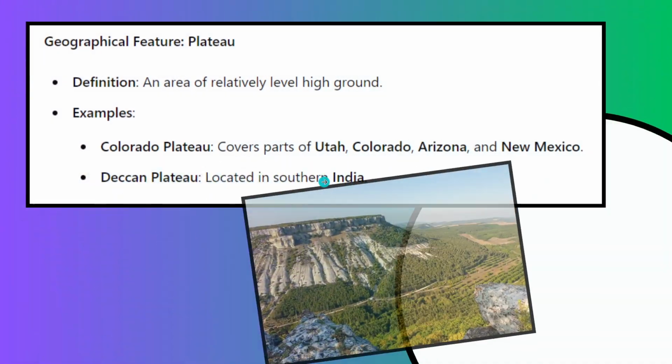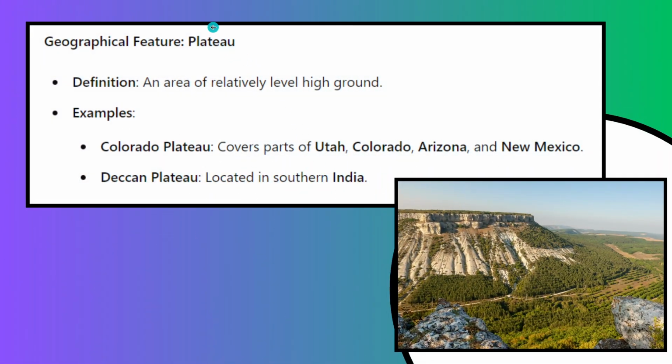Geographical feature would be a plateau, an area of relatively level high ground. Some examples would be the Colorado Plateau, and it covers parts of Utah, Colorado, Arizona, and New Mexico. You can see the leveled, flat area of high ground here, and the Deccan Plateau located in southern India.